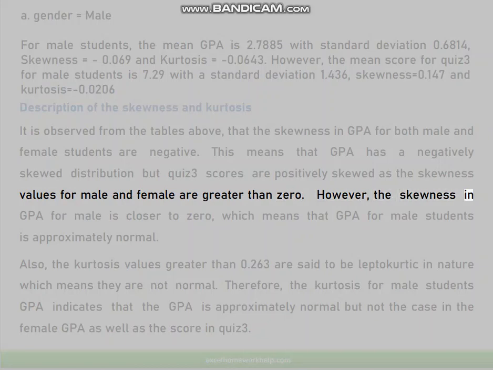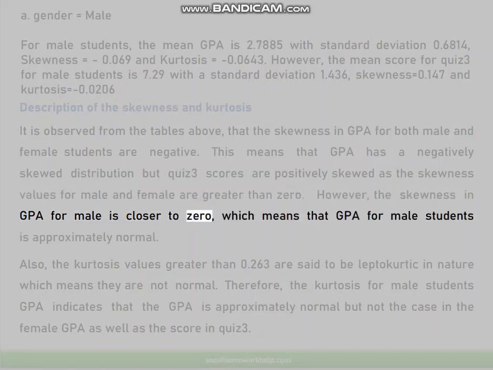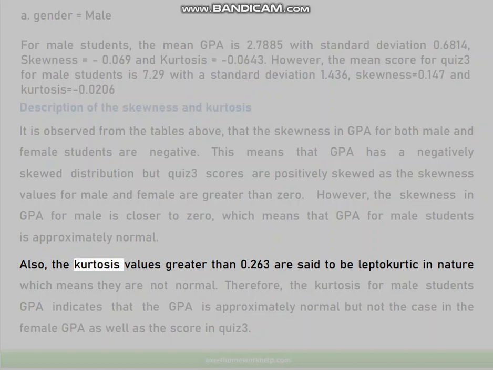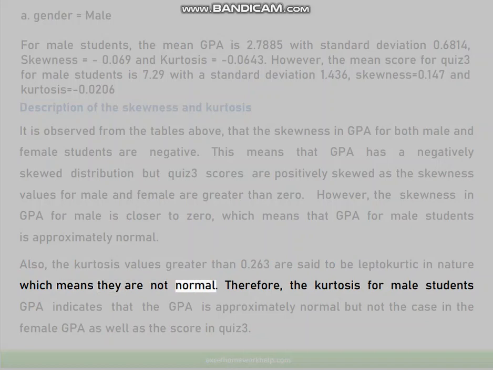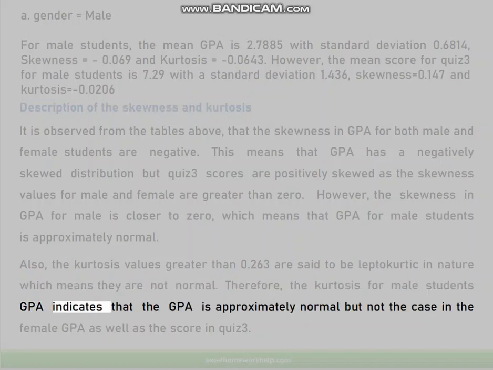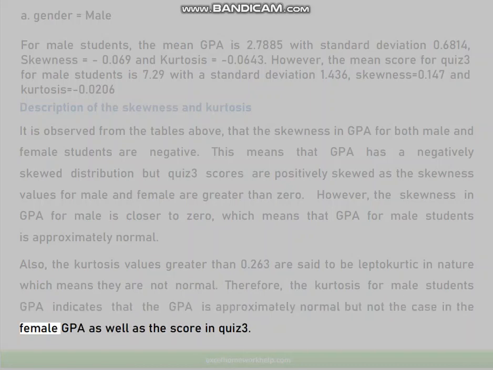However, the skewness in GPA for male is closer to 0, which means that GPA for male students is approximately normal. Also, the kurtosis values greater than 0.263 are said to be leptokurtic in nature, which means they are not normal. Therefore, the kurtosis for male students' GPA indicates that the GPA is approximately normal but not the case in the female GPA as well as the score in Quiz 3.